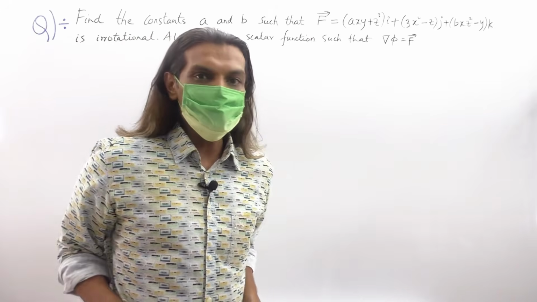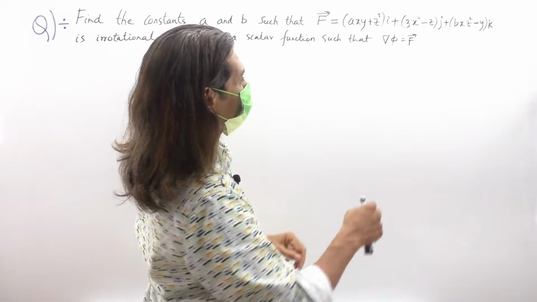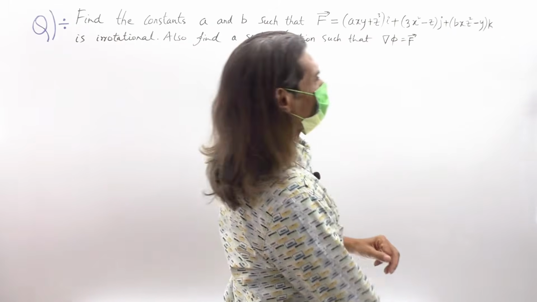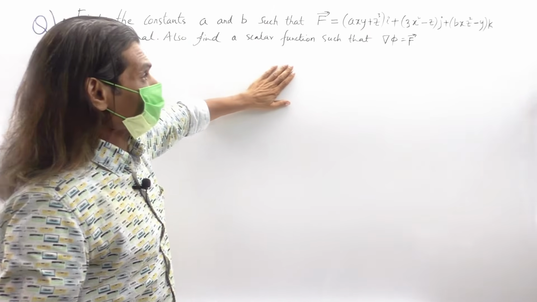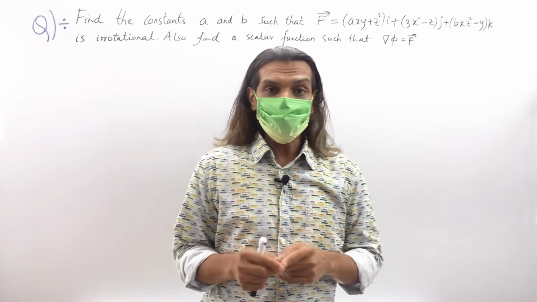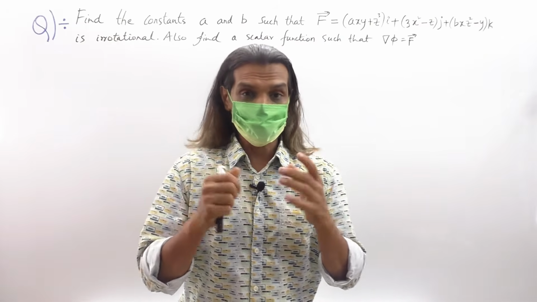The next problem which we are solving here is: find the constants a and b such that f vector is equal to (axy plus z cube) i plus (3x square minus z) j plus (bxz square minus y) k is irrotational. Also find a scalar function such that del phi is equal to f. Go back to the theory which I gave: for any vector field to be irrotational, del cross f is equal to 0.